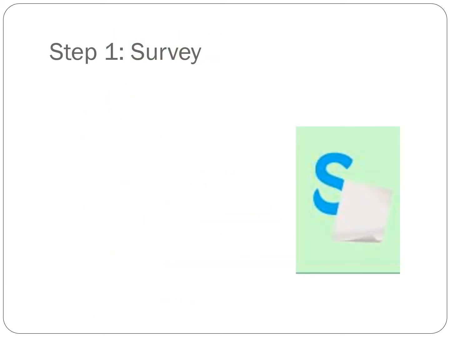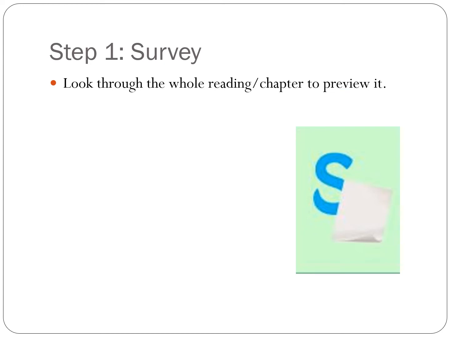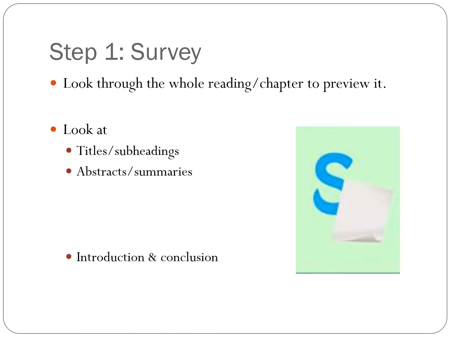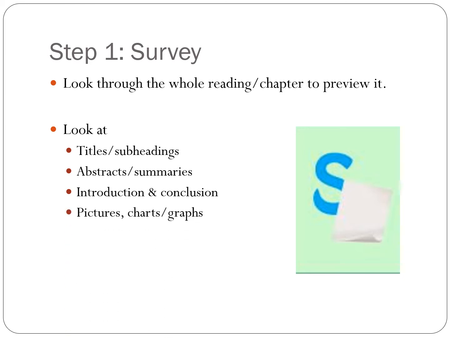Step 1. Survey. Look through the whole reading or chapter to preview it. Look at the titles and the subheadings, abstracts and summaries, introduction and the conclusion, pictures, charts and graphs, the first and last sentences in each paragraph, and the conclusion.